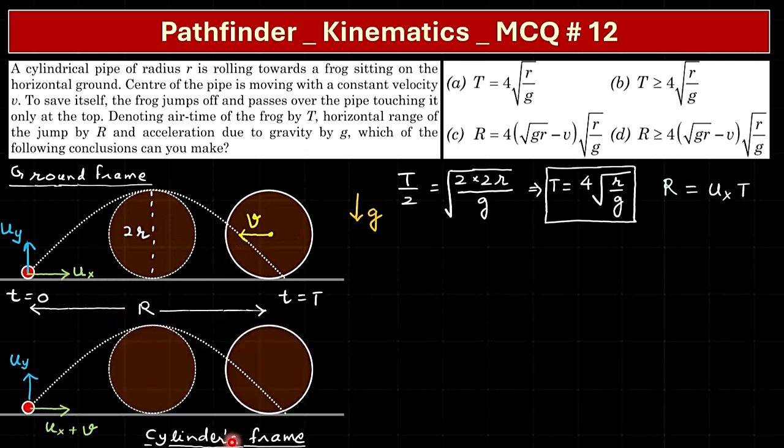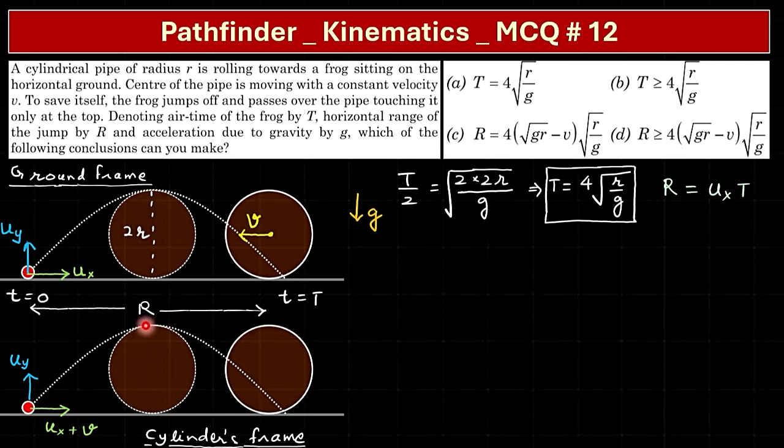Now let's see this whole picture in the frame of the pipe, the cylinder's frame. With respect to the cylinder, the velocity of this frog would have horizontal component ux plus v, and the vertical component would be the same. So as the frog moves like this, it touches only at the top. If we see the radius of curvature of this parabolic path over here, the radius of curvature should be greater than the radius of the pipe. If the radius of curvature is less, it cannot cross this pipe.